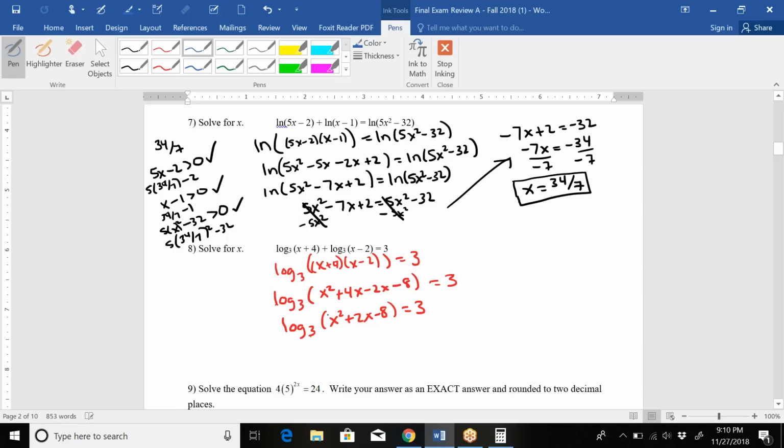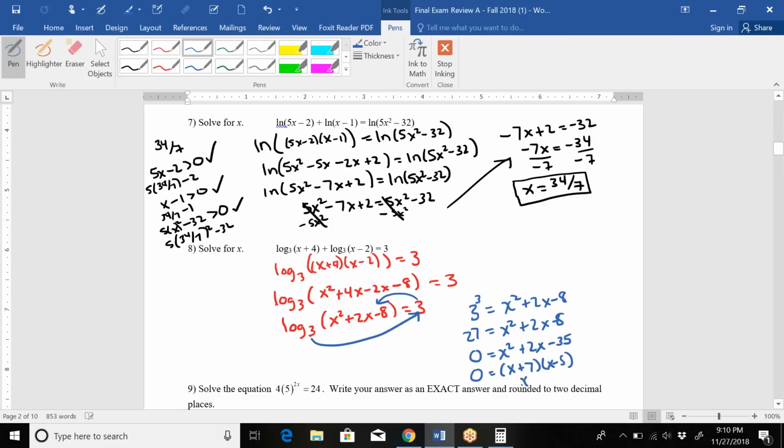So this says 3 to what power equals this? And of course, we have the power over here. It's 3 to the third. So 3 to the third equals x squared plus 2x minus 8. So that is 27. We want to subtract that over. So that is 0 equals x squared plus 2x minus 35. We can factor that. It factors into (x plus 7)(x minus 5). So we have two, we think, possible solutions, negative 7 and 5, but we don't know if they both work.